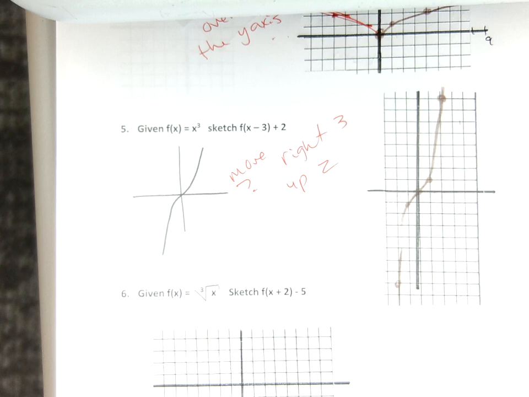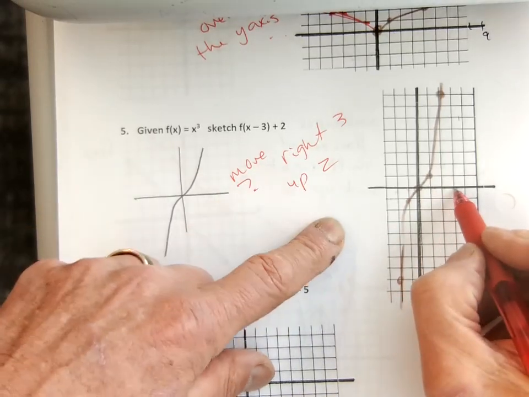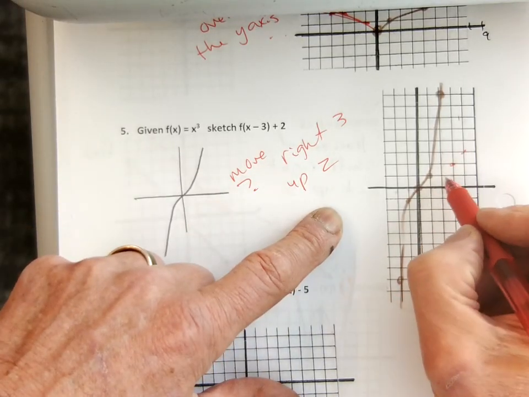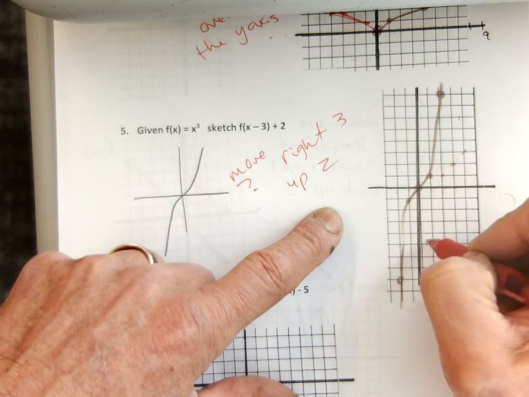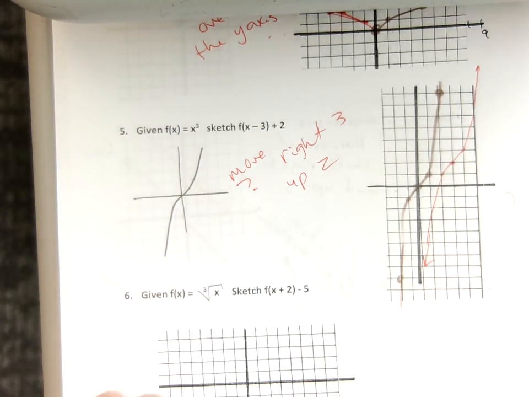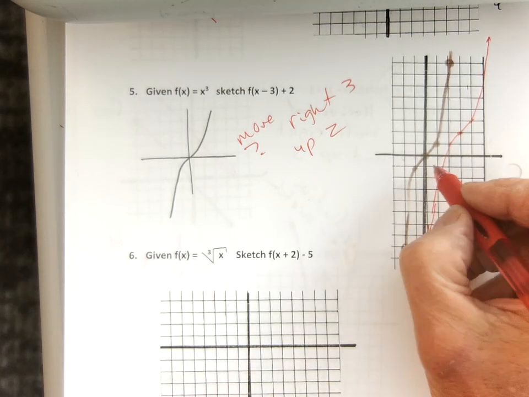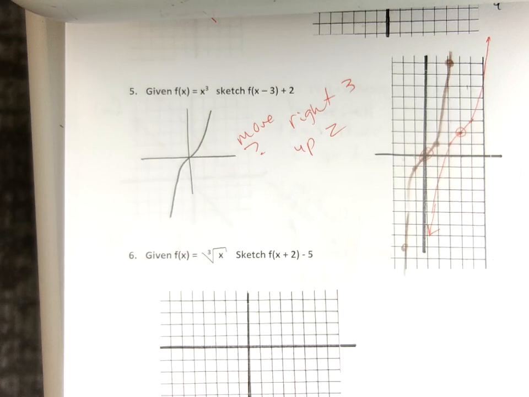There you go. So I'm going to move my inflection point to the right, 1, 2, 3, and up 2, and I'll do the same graph. And I didn't do it perfect. I'm not worried about it. So I moved this point to right there, didn't I?